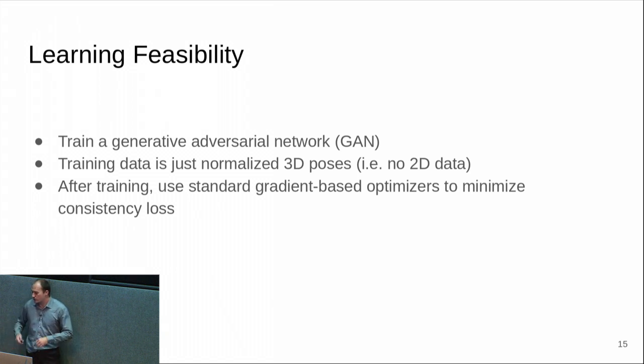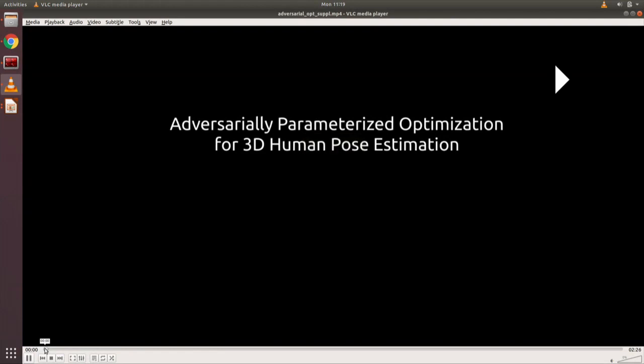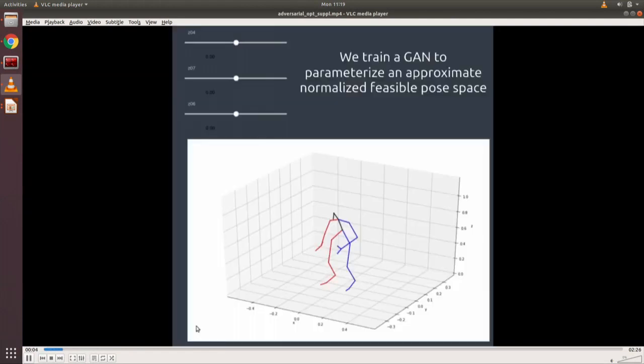After we trained that up, we used just standard gradient descent-based optimizers to minimize the consistency loss. I think we used L-BFGS, but just off the shelf, didn't do any tweaking, just plugged it in. All right, it's a quick video here, which I didn't quite work out how to do nicely, but boom, look at that, integration. It actually worked. I wasn't really expecting that.